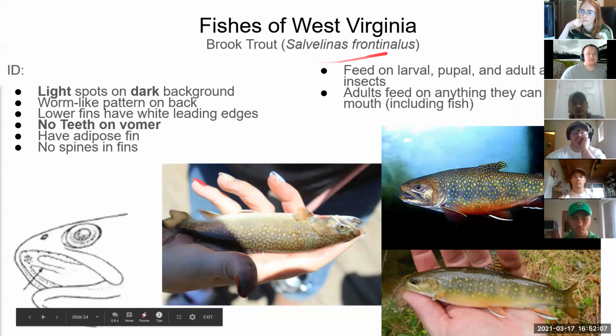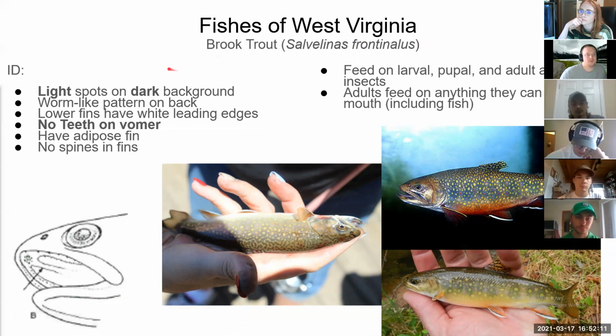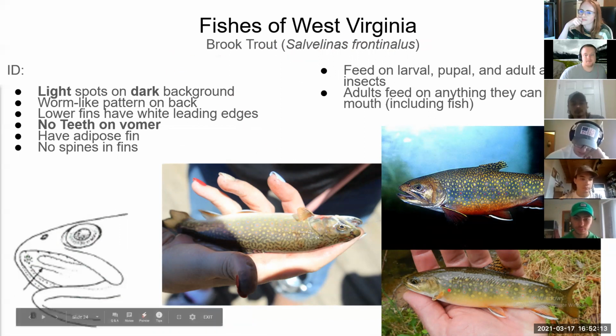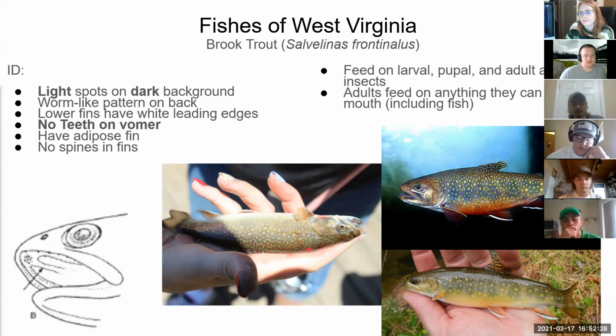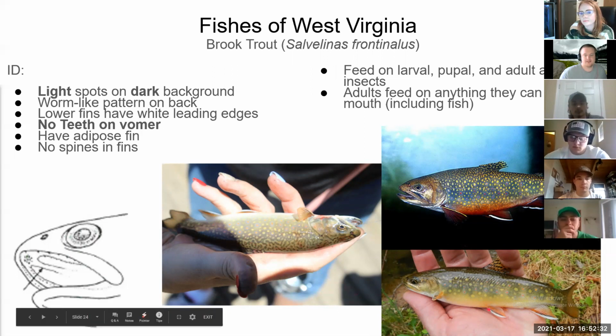So brook trout, this is the main sport fish here in West Virginia. Real simply, you can notice it has these light spots on a dark background. It's going to help you distinguish it from rainbow trout, which we'll see later on. It has this worm-like pattern along its back here. I think they call it a vermiculated pattern. The lower fins have this white leading edge.